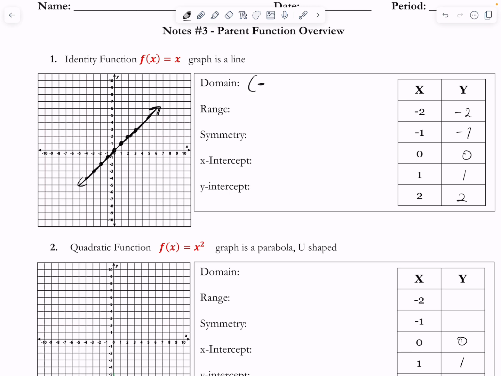The domain is all real numbers, or negative infinity to infinity. Same with the range. We're going to get every single y value. It has something called origin symmetry. It's symmetrical about the origin. The idea being, if I were to graph this point 3, 3, if I move across the origin, there is a point, the mirror image of that, at -3, -3.